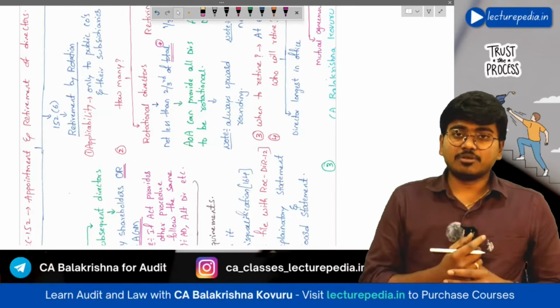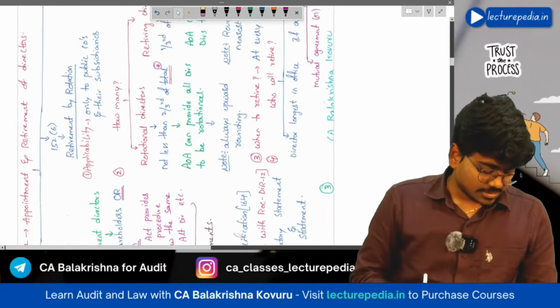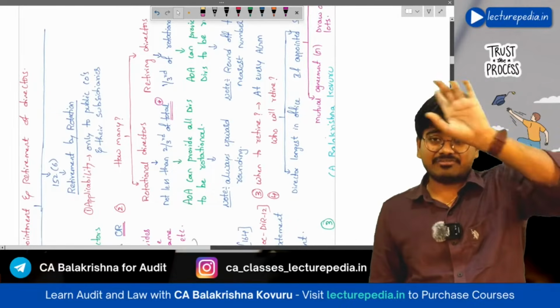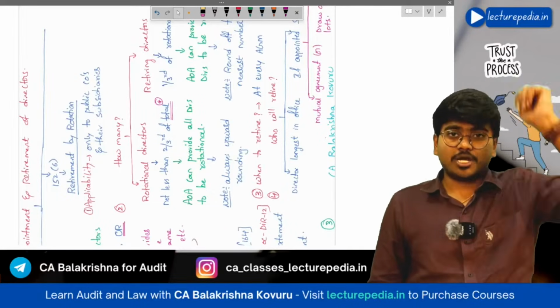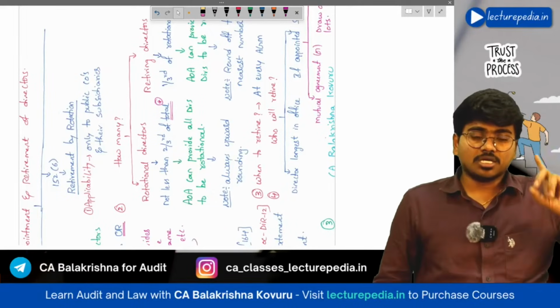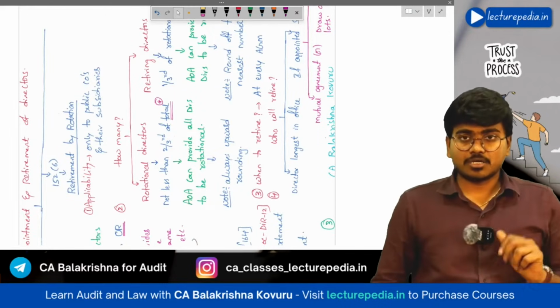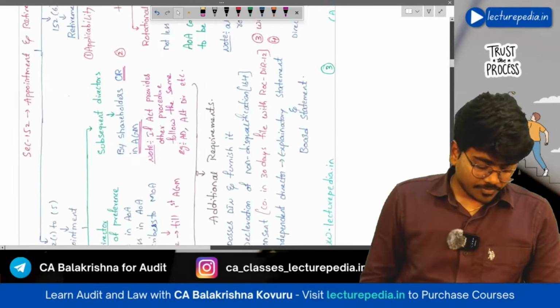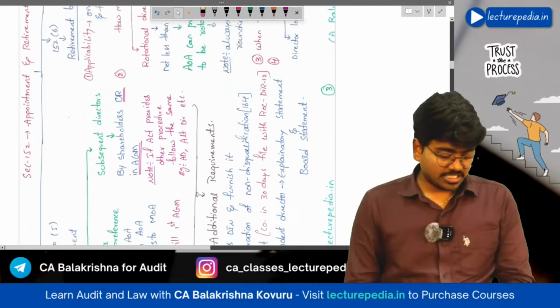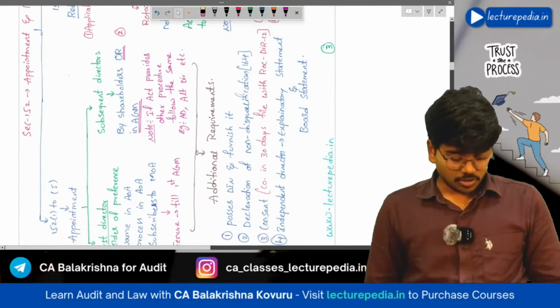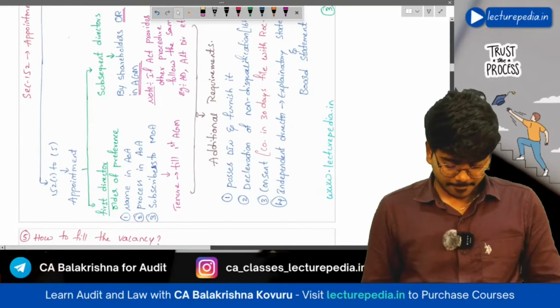This concept will be very interesting. We'll discuss section number 152 subsection 6, and section number 152 subsection 7 deals with deemed reappointment. These two are linked together. Okay, 152 subsection 6 and subsection 7 are linked concepts. So first we'll discuss the first 5 subsections, which is appointment of directors.